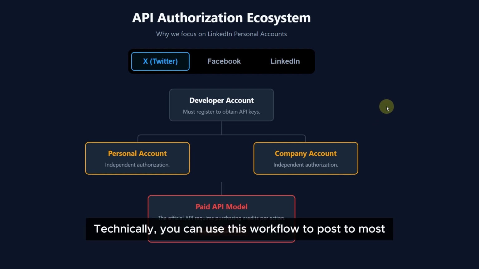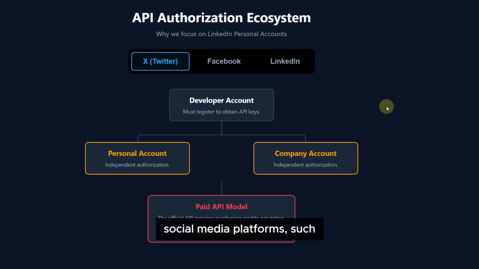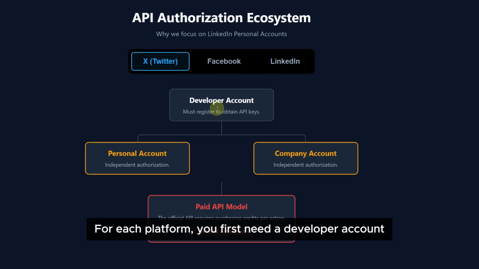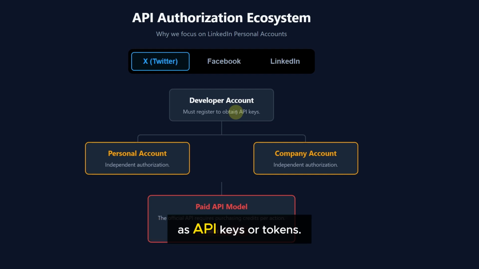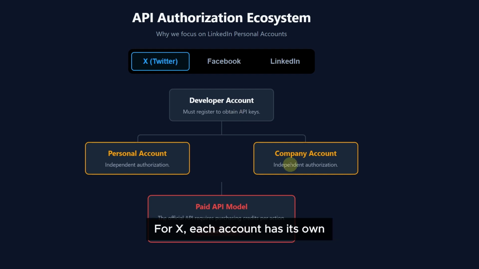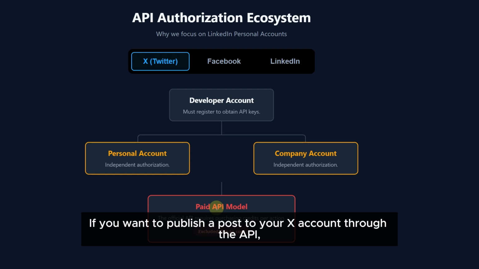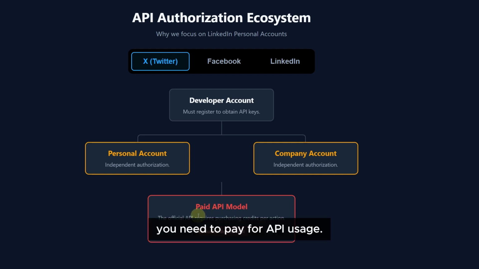Technically, you can use this workflow to post to most of the social media platforms like X or Twitter, Facebook, and also LinkedIn. For each of the platforms, first you have to have a developer account, where you will be able to get those authorizations such as API keys and tokens. For Twitter, they are all just independent authorizations. We're not going to use Twitter because the API is not free. Right now, if you want to send out a post on your own Twitter account, you have to pay for that API use.